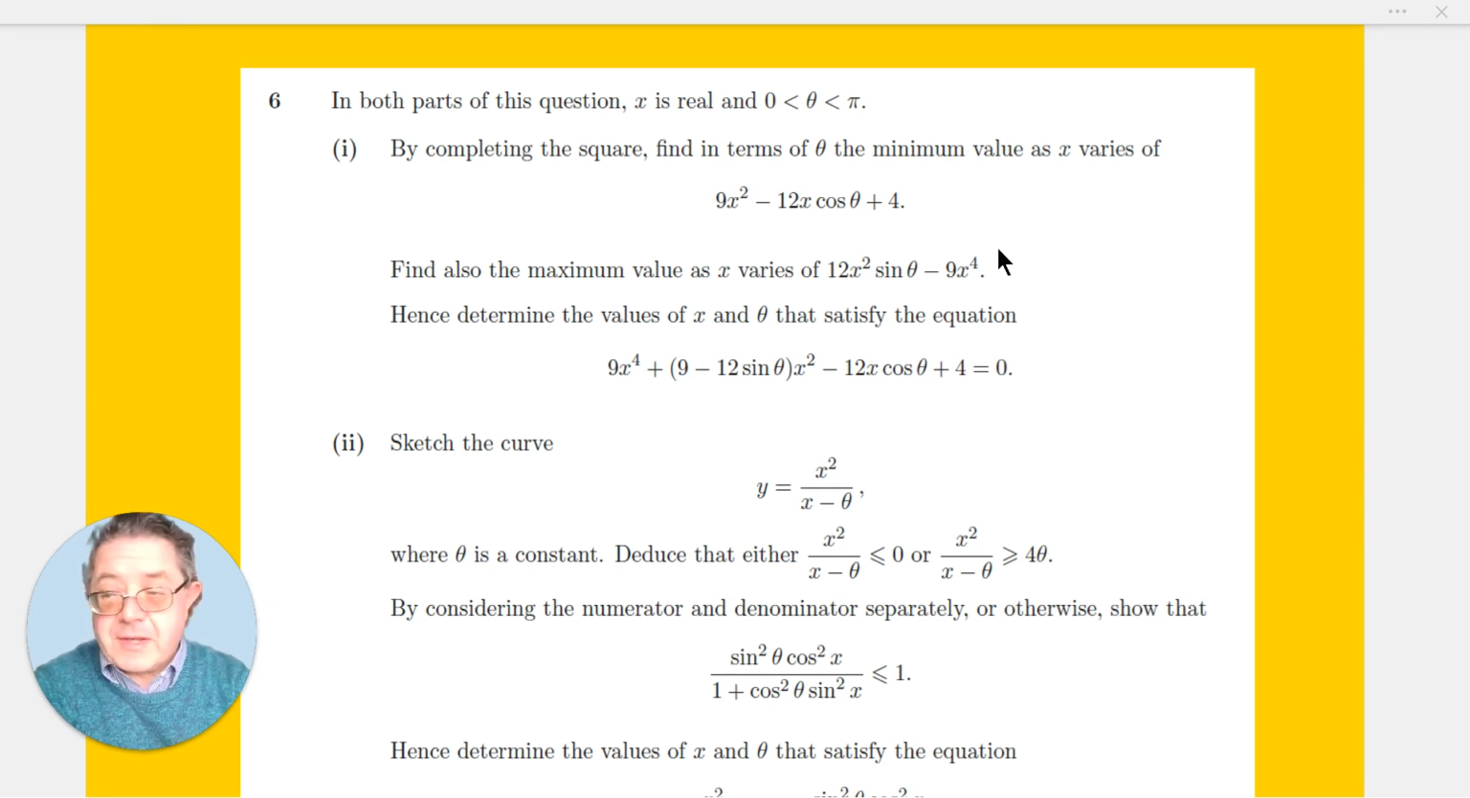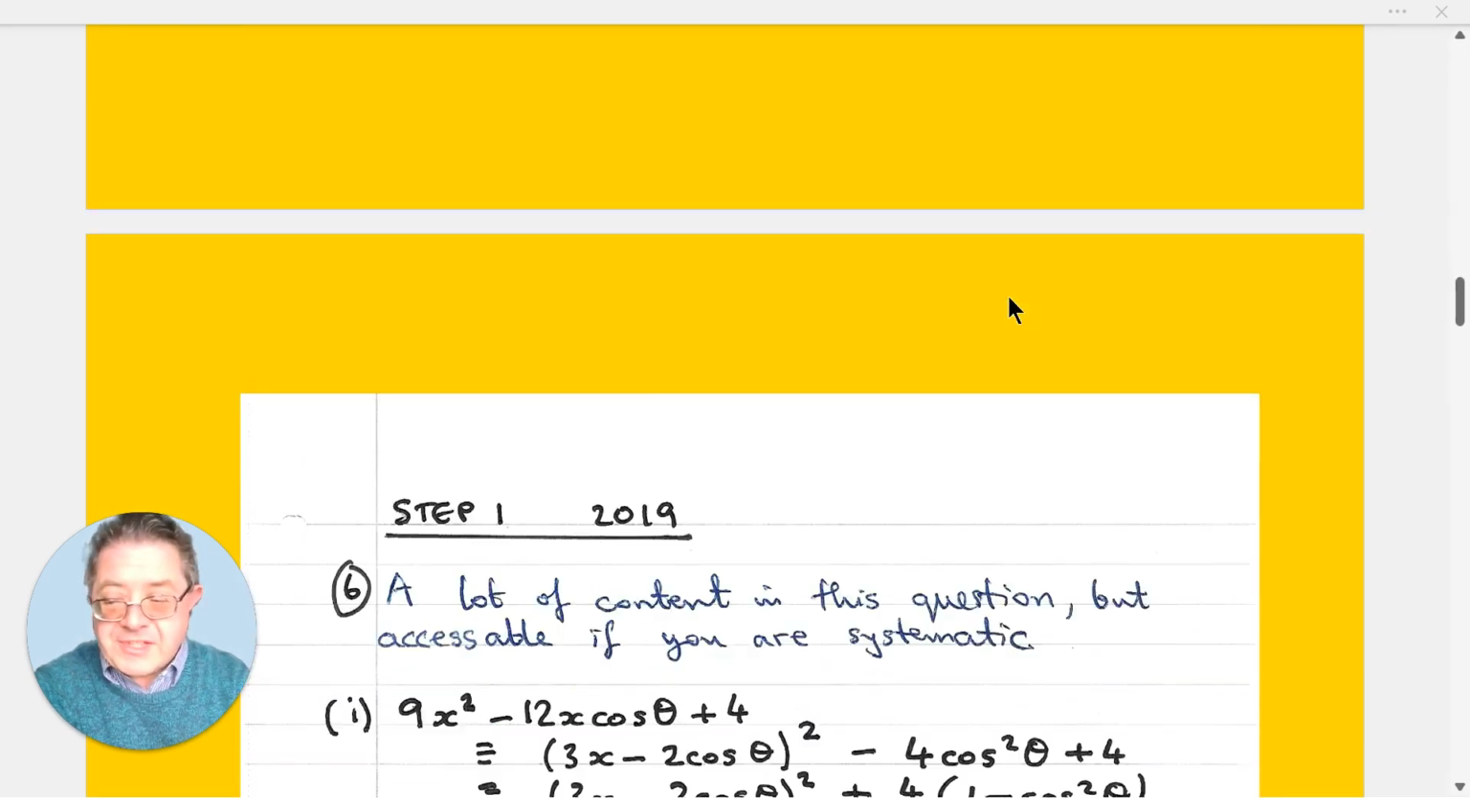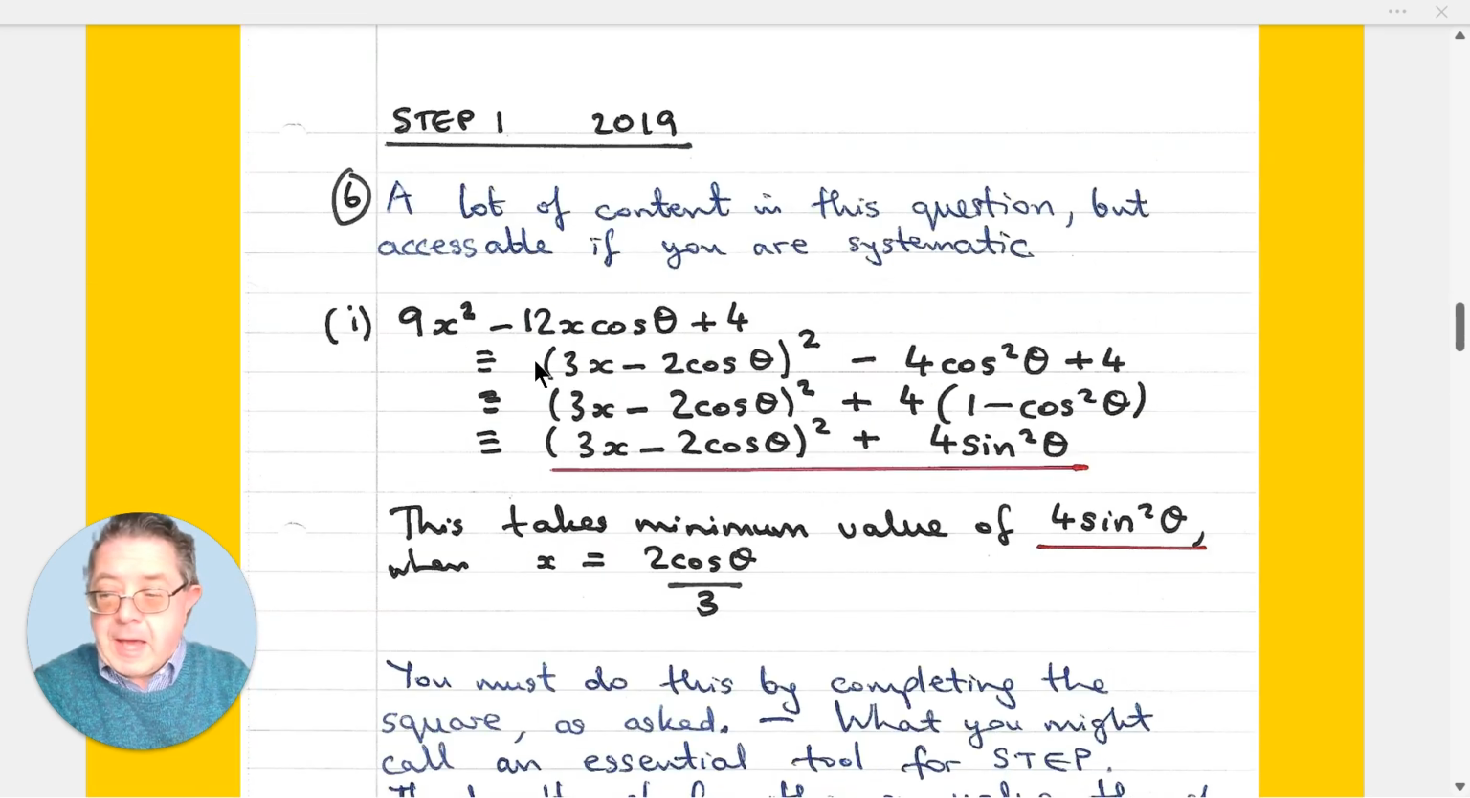We're starting by being told that x is real and theta is a value between 0 and pi. In part 1, we're being asked first of all, by completing the square, to find the minimum value of 9x squared take 12x cos theta plus 4. So we complete the square as asked, and we get (3x take 2 cos theta) squared, take away 4 cos squared theta plus 4.